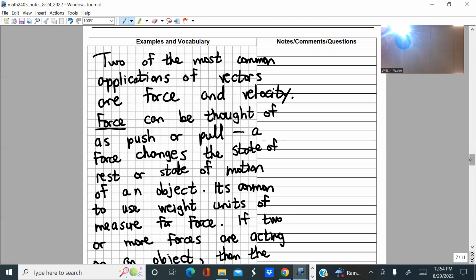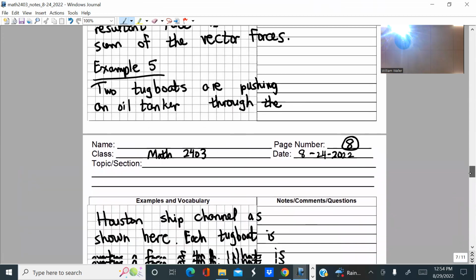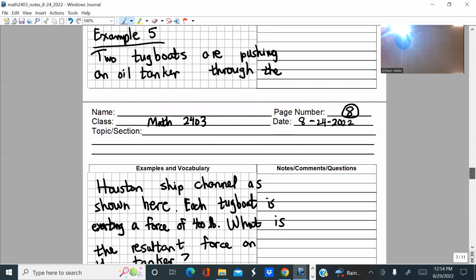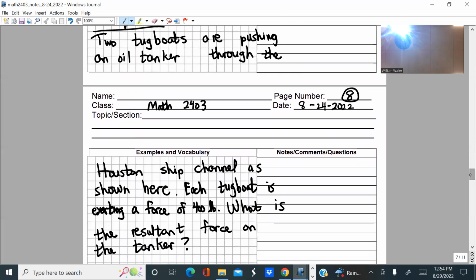All right, but let's start with a very simple force example. Unless you're really curious, don't try to wrap your head around the physics of force. Just take it as a given here in the math class that vectors are useful in representing force, and then you can harangue your physics instructor about why that's the case. Okay, all right. So two tugboats are pushing an oil tanker through the ship channel, as shown in this picture.